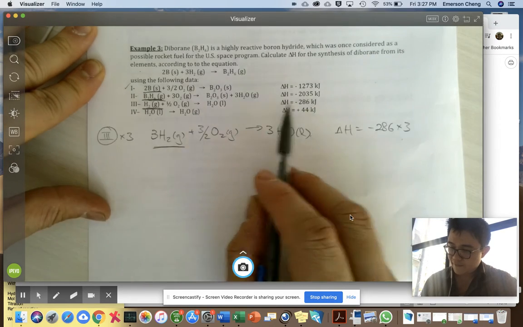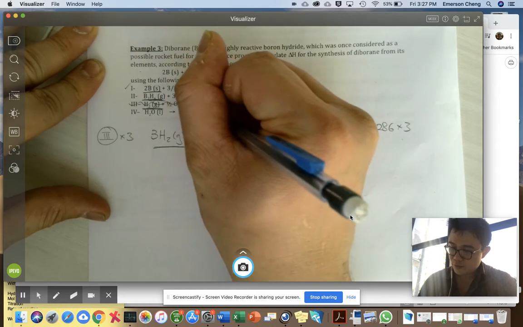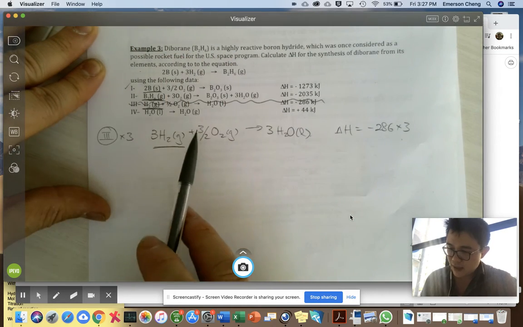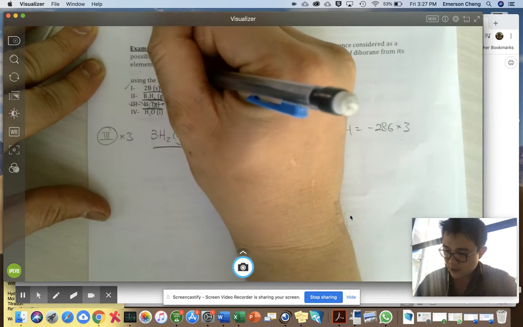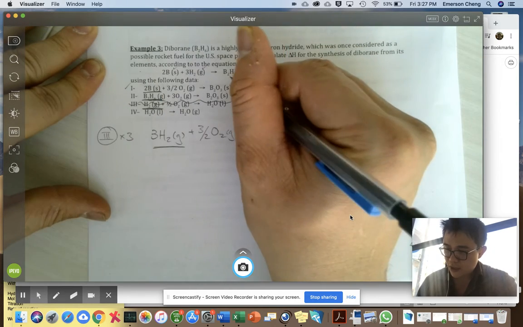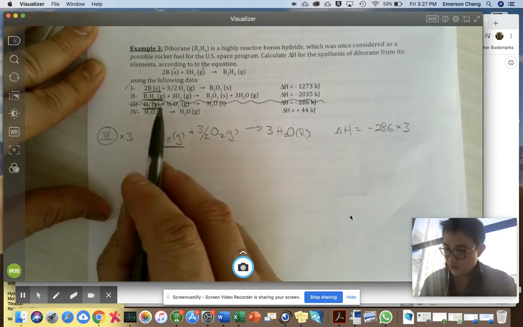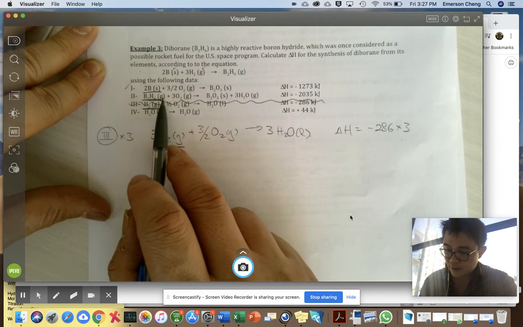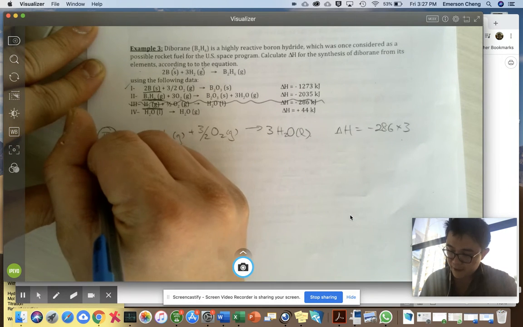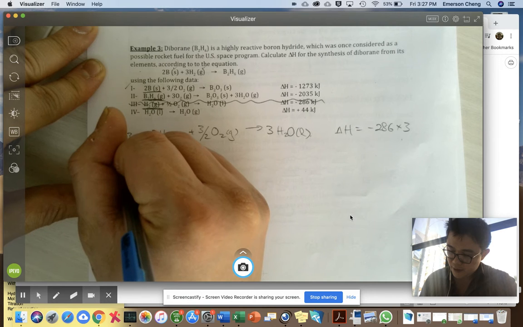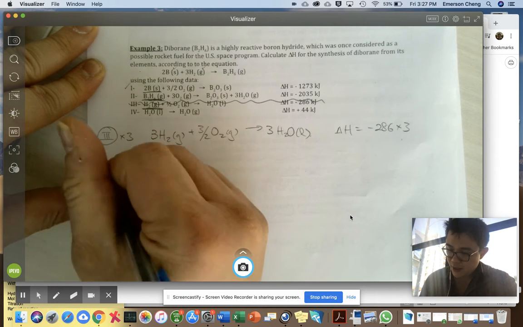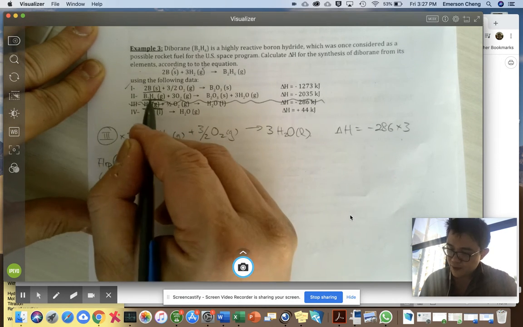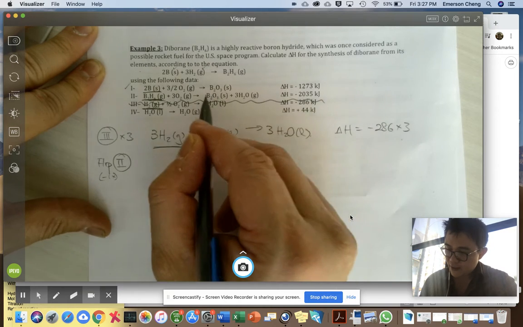Now after you have the things you want, you cross out the original equation so it doesn't look too confusing. So you have the hydrogen. Now you want B2H6. You want it on the right, but you have it on the left. So what you need to do is flip equation number 2 and basically multiply it by minus 1. So whatever's on the right will go to the left.